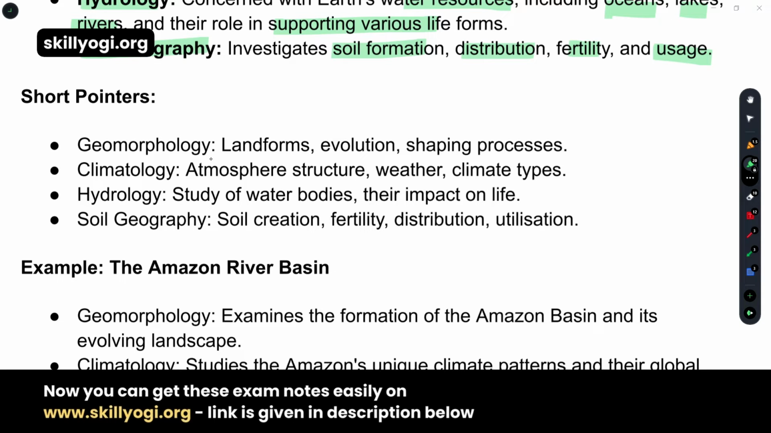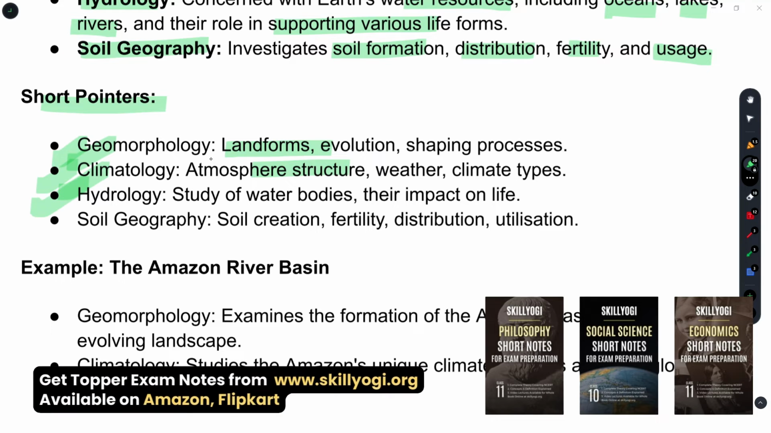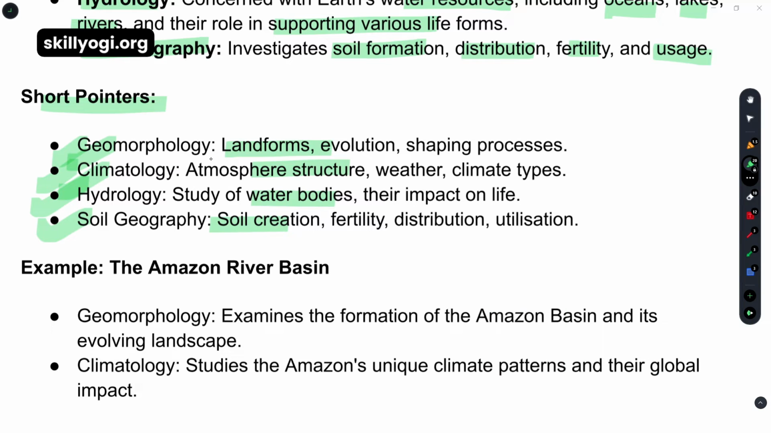Coming to the short pointers. Geomorphology, the landforms. All of you will remember this: geomorphology is related to the landforms. Climatology is the atmospheric temperature or the nature of the atmospheric structure. Hydrology is the study of water bodies. And soil geography is soil creation, fertility, distribution and its utilization.